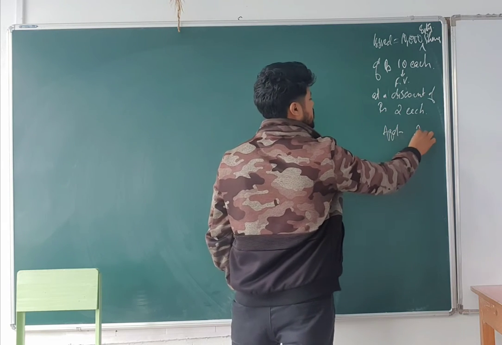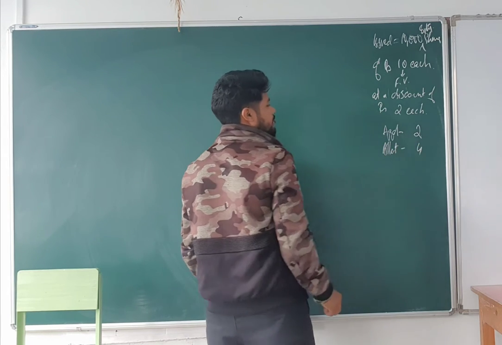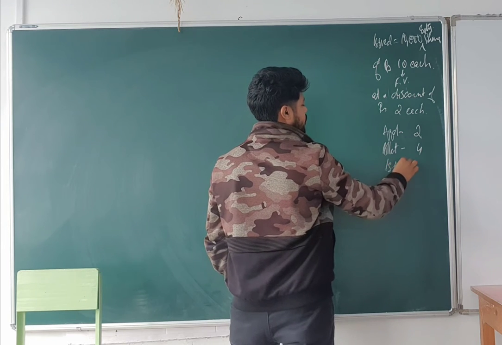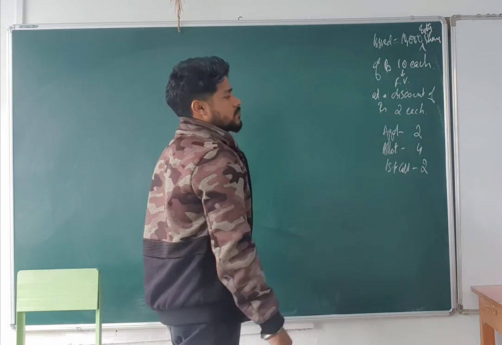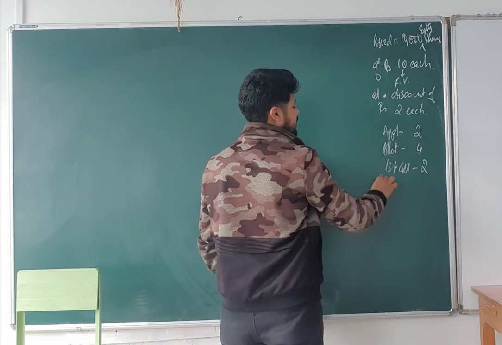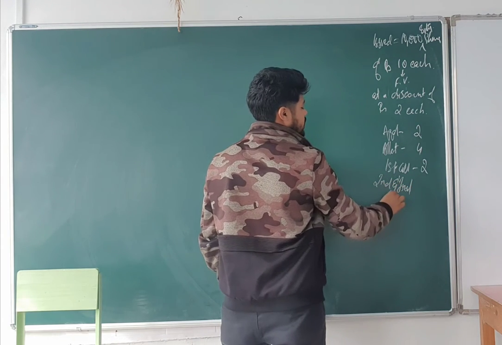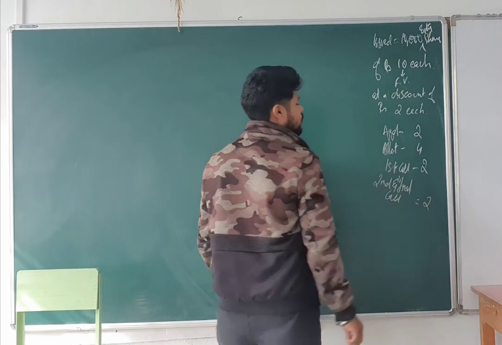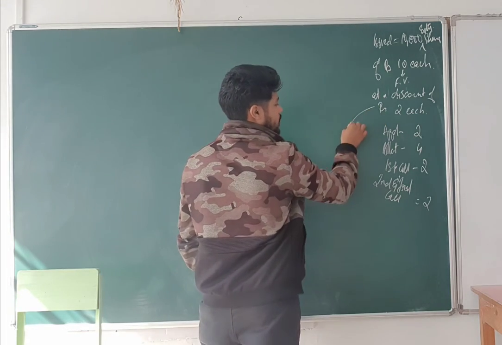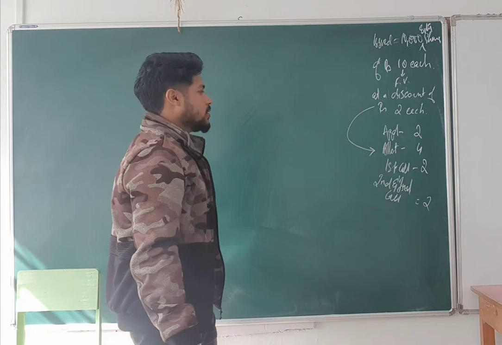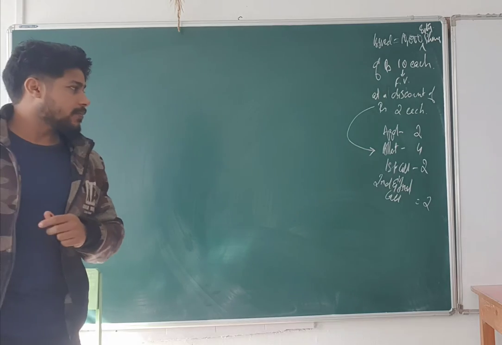Application rupees 2, allotment rupees 4, first call rupees 2, second and final call rupees. Is it okay? Am I clear? So discount is here, remember. In the allotment, when it is not given in the question, that means allotment included discount also. Am I clear? Full stop.